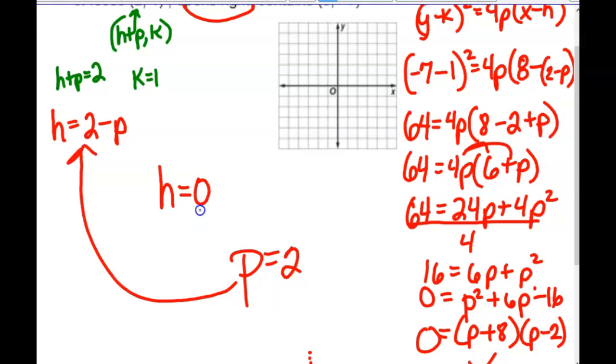Oh, I think we're done. Were we supposed to write the equation, right? Here was the general equation right up here. So when we put all of our numbers in, we'll have y minus 1 squared equals 4p, which would be 8, x minus h, and h was 0.